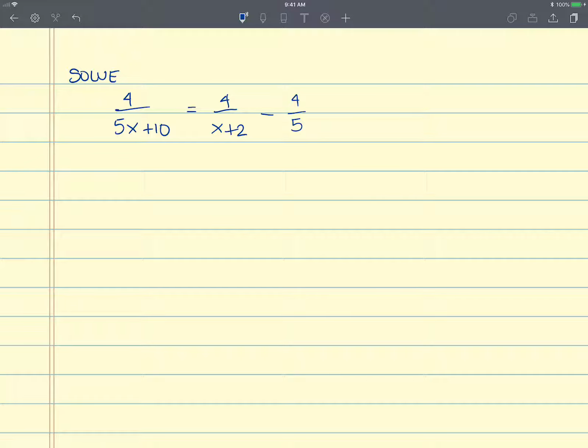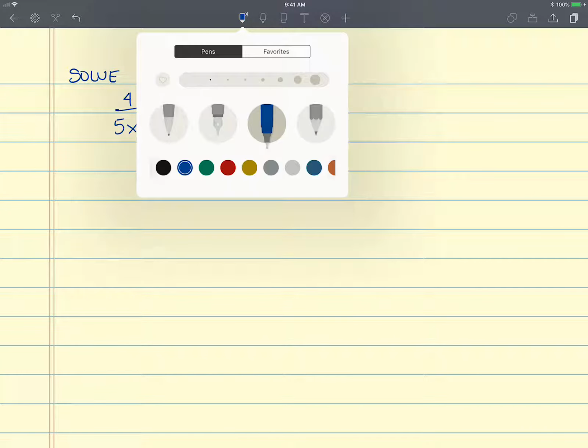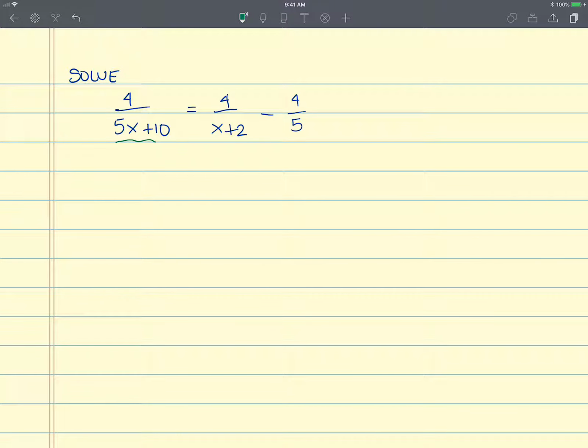So the first thing to know is that we're going to have to eventually get rid of the denominator. The common denominator that we need to use, since these two factors here have nothing in common, is this factor times this factor. We multiply them, and that would be our common denominator.